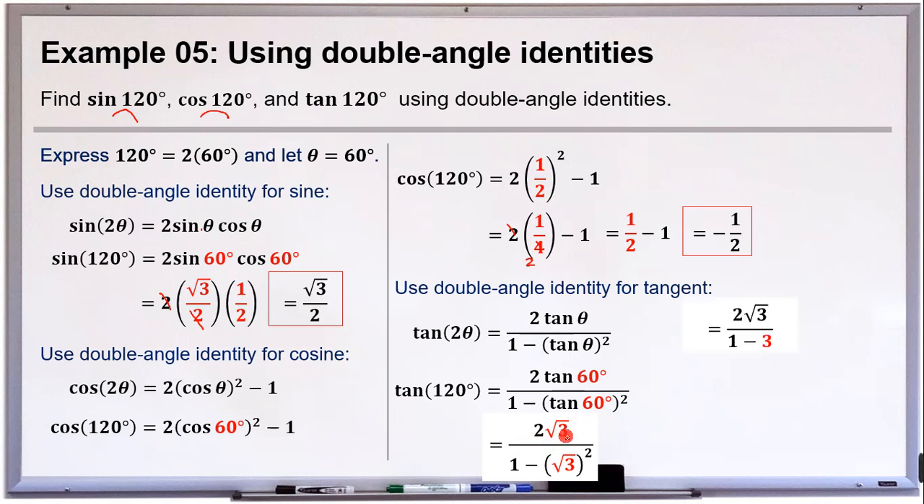Now simplifying this expression, you have 2 square root of 3, and then in the denominator, square root of 3 squared, that will give us 1 minus 3, and that will give us 2 square root of 3 all over negative 2, and it will become negative square root of 3. So this is the value of our tangent 120 degrees, the exact value of tangent 120 degrees without using a calculator, by simply using the double angle identity and some modification of its angle.